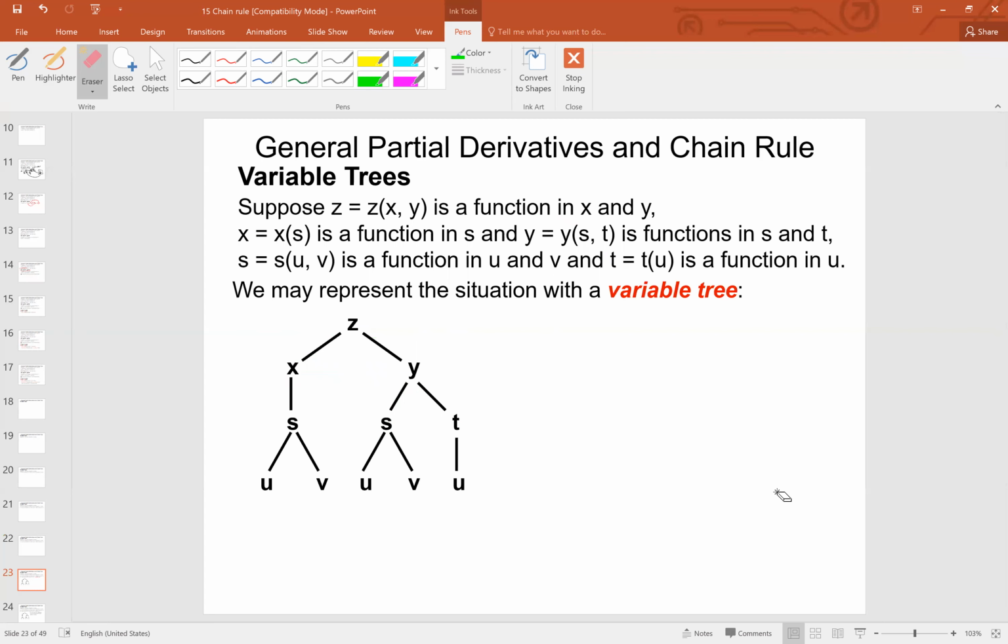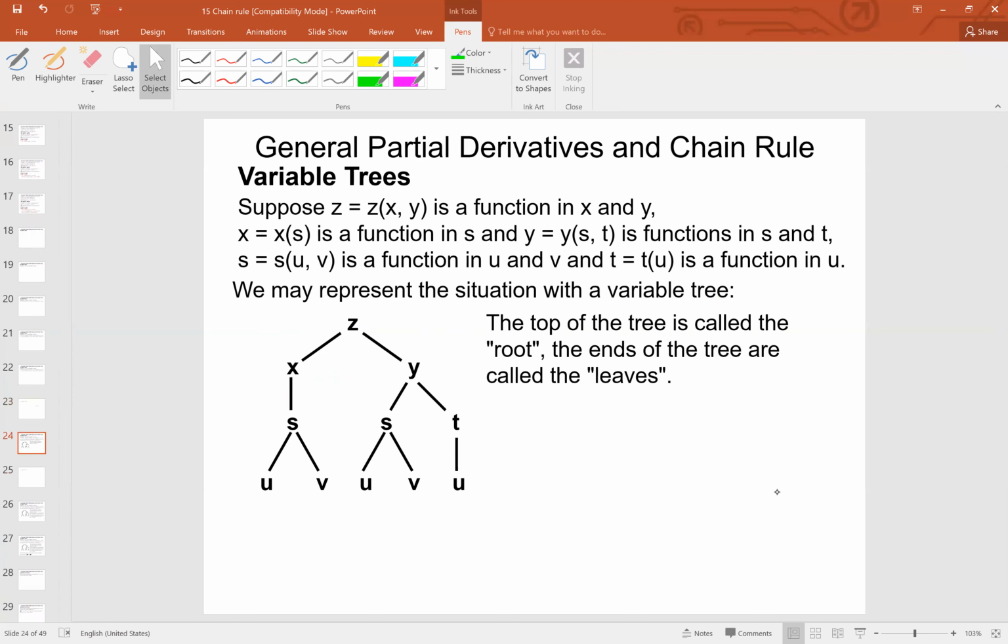The purpose of this tree is to keep track of the variables, who's the input and who's the output at each stage. Let's name the things. In general, in mathematics, when we have a tree structure like this, this is called a root. And then this is sometimes called a fruit, or sometimes called leaves.